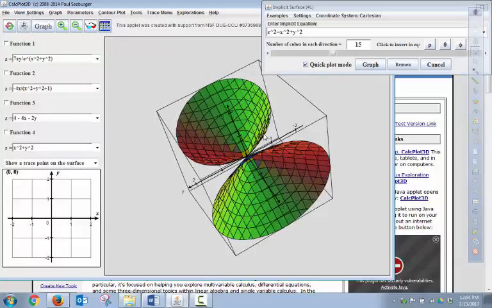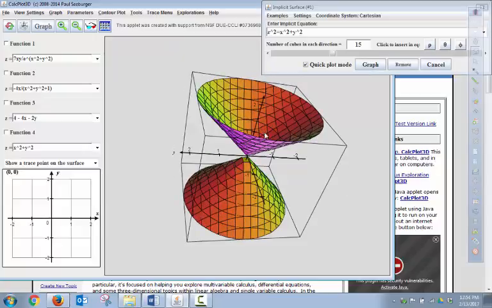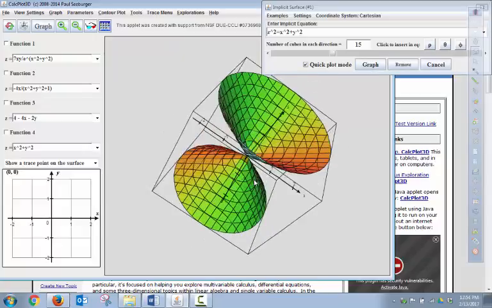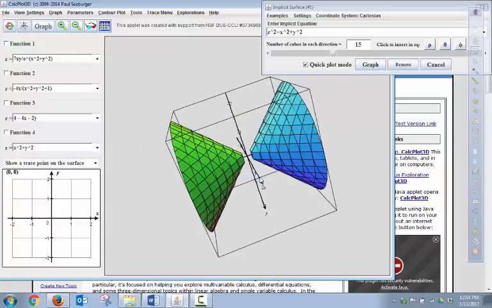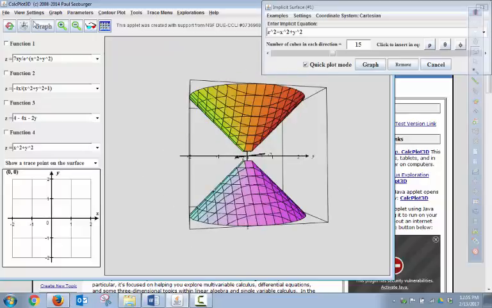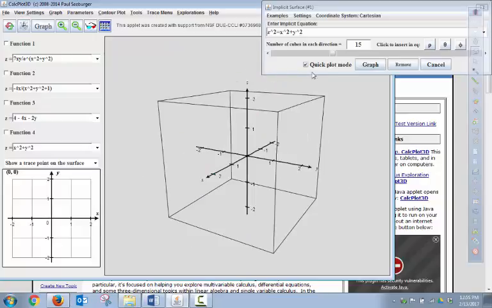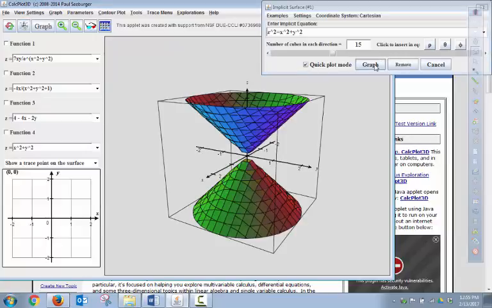The neat thing about this is that you can view this from different angles. And if you have little or no control of your mouse and you can't get it set, you can always just reset and then graph it again. Okay?